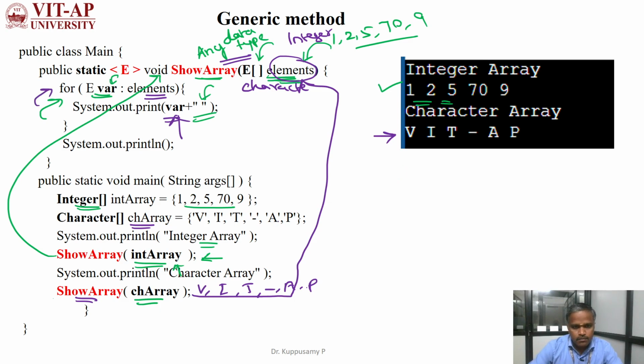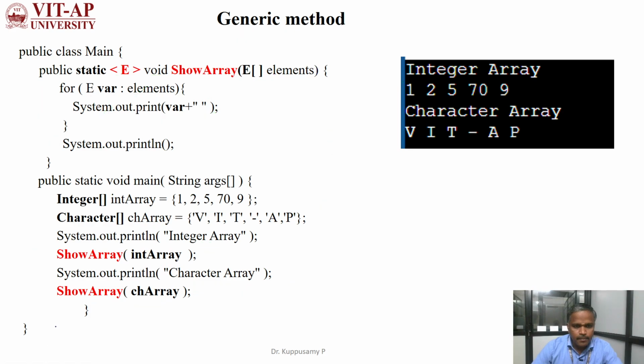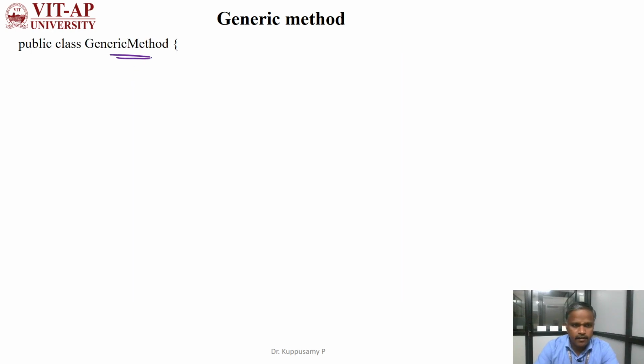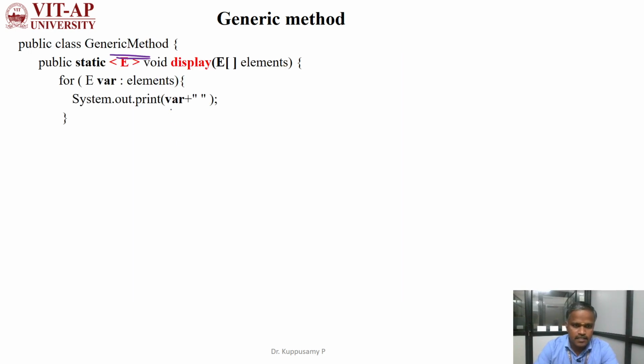So here we observe that any data type parameter can be passed using the showArray method, because it is a generic method we defined here using the type variable. And one more example is given. This example is just the same thing.